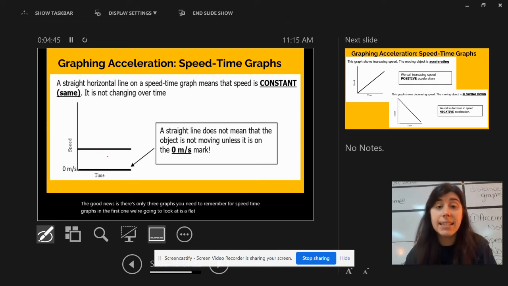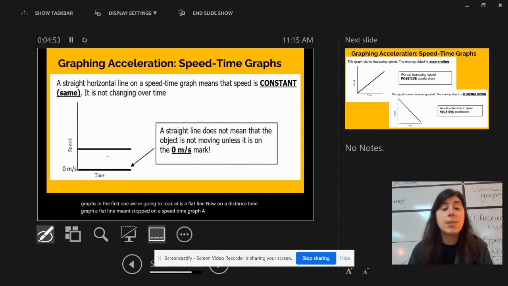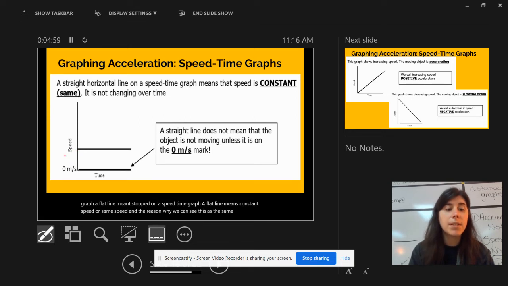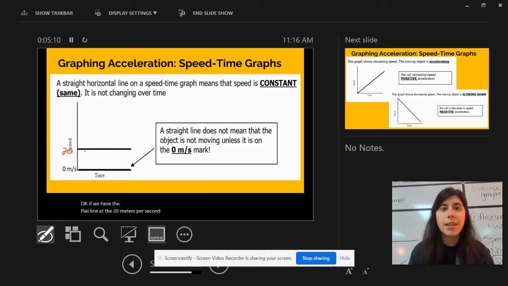Now, on a distance time graph, a flat line meant stopped. On a speed time graph, a flat line means constant speed or same speed. And the reason why we can see this as the same speed is we can put fake numbers in here. So 0 is going to be at the bottom. Maybe this is 20. Okay? If we have a flat line at the 20 meters per second mark, you'll notice that it's not changing speed. It's the same speed over time.